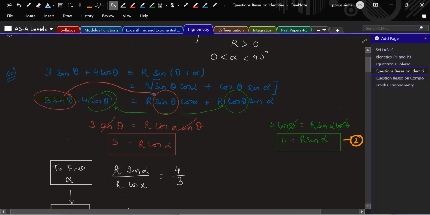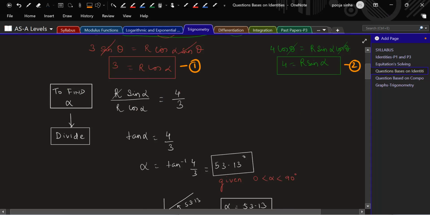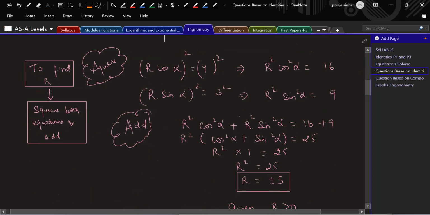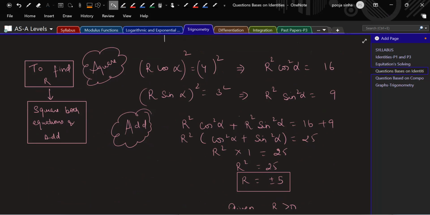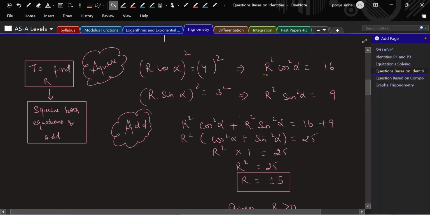Okay? So we square both sides. Now we are going to square both of them. Equation 1 and 2. Square LHS and RHS both. Square both sides. Okay? So when you square it, this is what you got. These two.